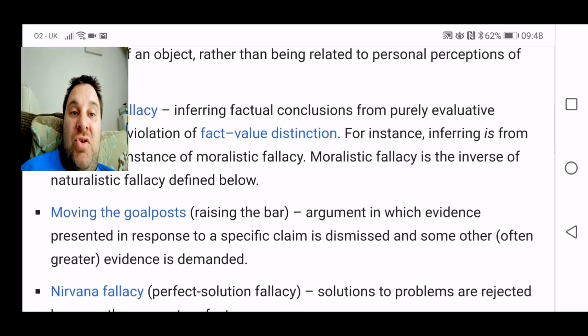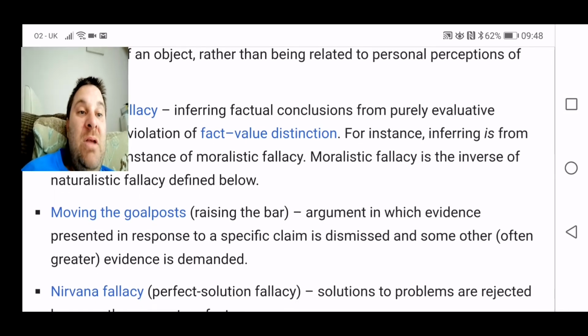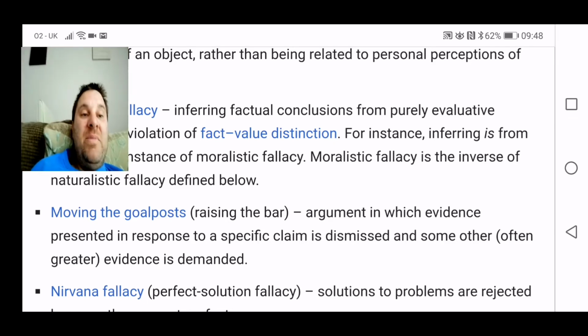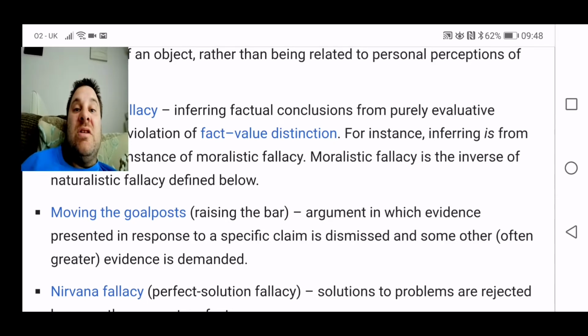Moving the goalposts, raising the bar. Argument in which evidence presented in response to a specific claim is dismissed, and some other, often greater evidence is demanded.